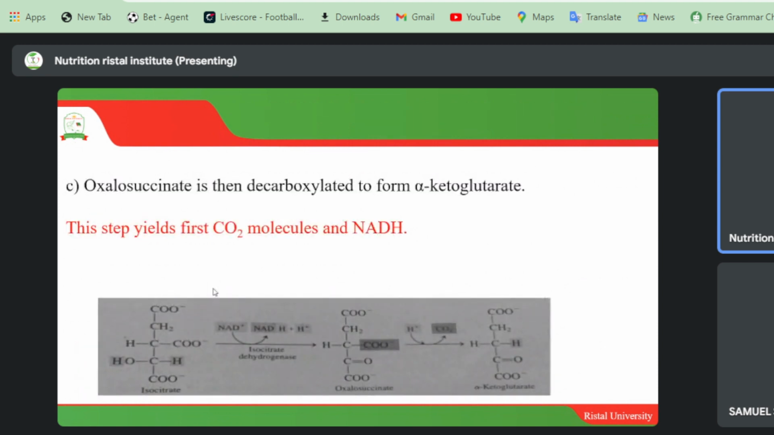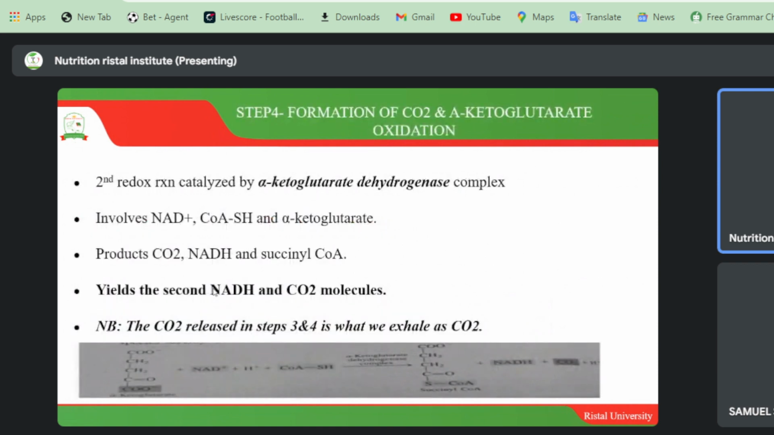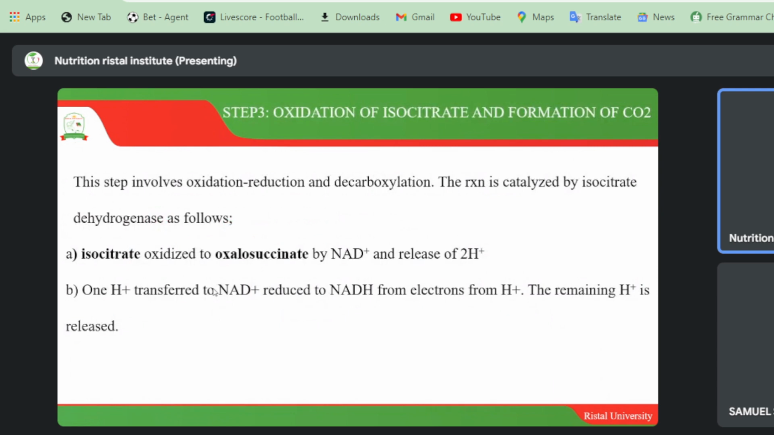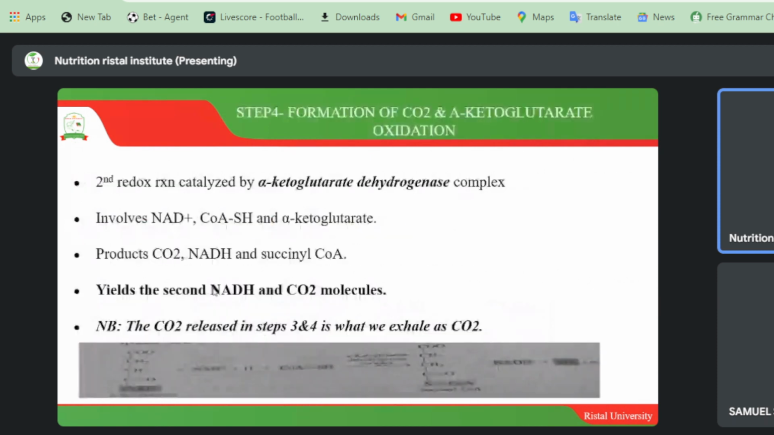Oxalosuccinate is then decarboxylated to form alpha-ketoglutarate and yields carbon dioxide. I want us to look into this. We said this yields the second NAD. Where is the first NAD? The first NAD is produced at the oxidation of isocitrate. So this is the second NADH that has been produced. So in this case, we have 2 NADH.